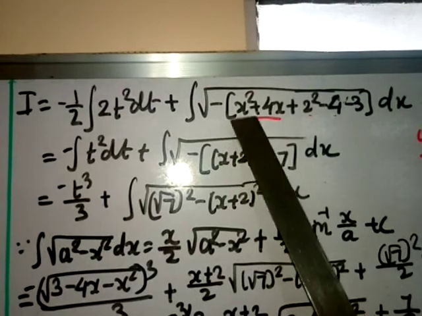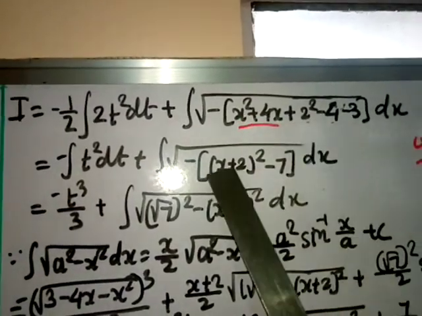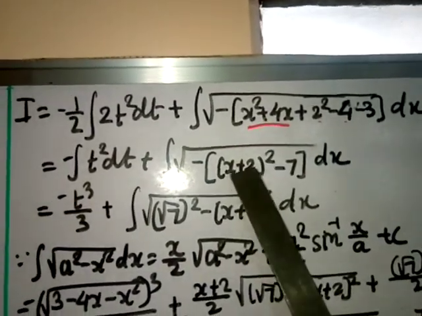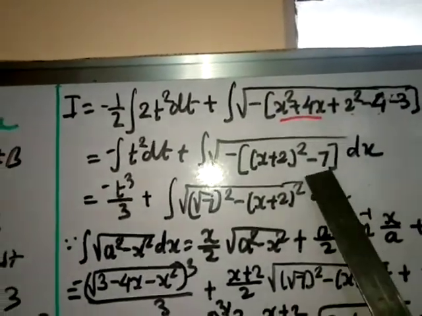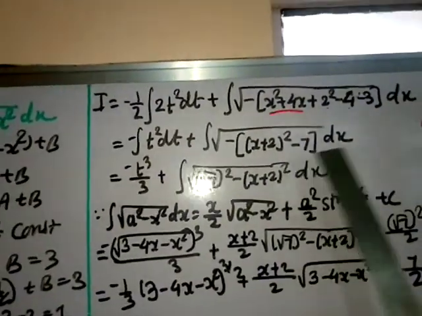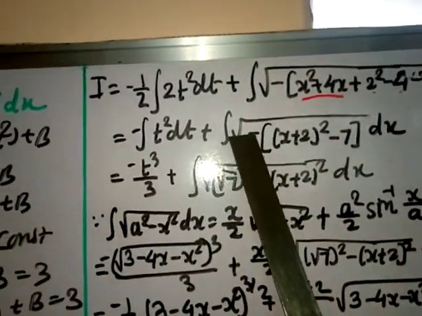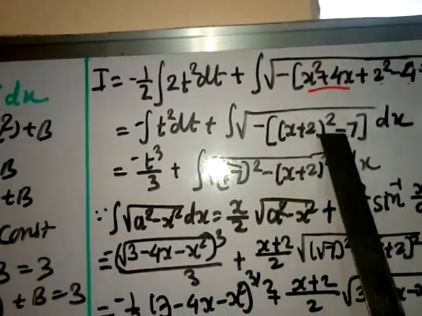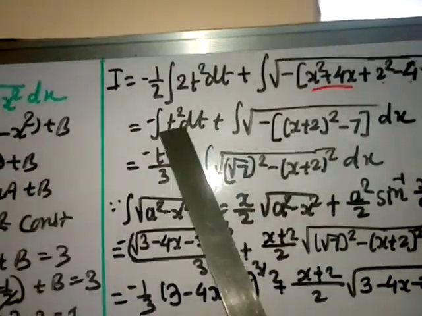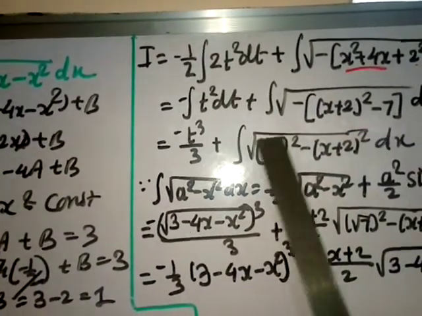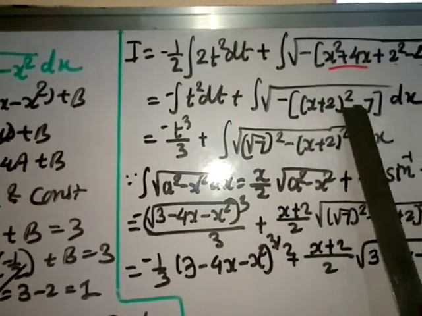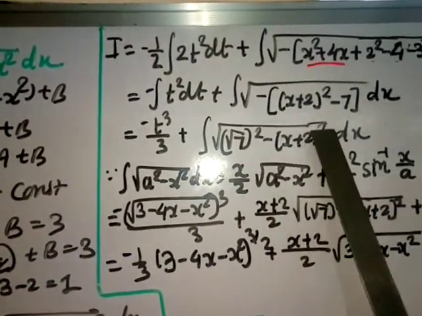Now this one is perfect square. X square plus 4x plus 2 square, that is x plus 2 whole square. Minus 4 minus 3 gives you minus 7. So that value put here. Then minus is there. This minus I will multiply inside, and this I will make it as a plus. This will become negative, and this t square integral is t cube by 3 plus integral I am taking root 7 and making it plus because minus I am multiplying, and this minus x plus 2 whole square dx.